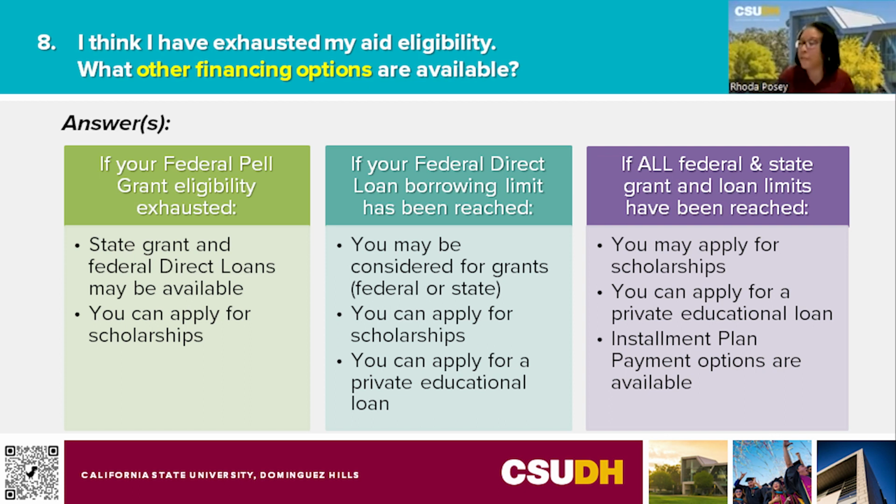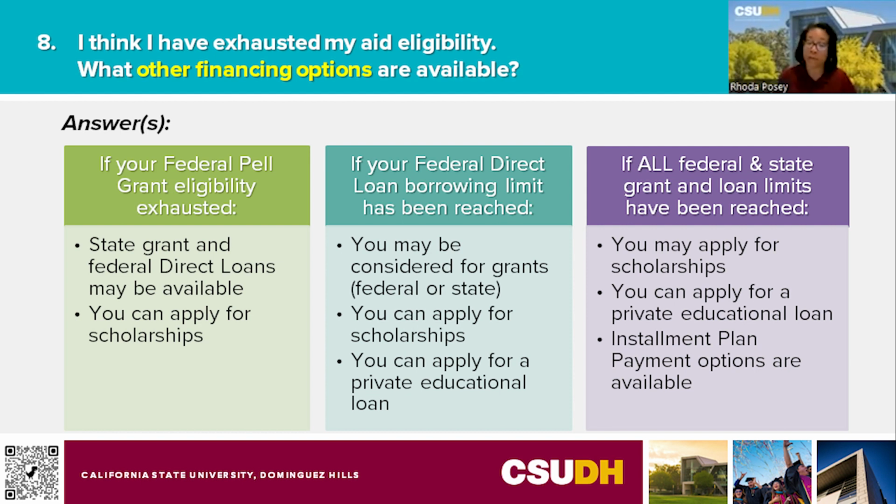All right, number 8, I think I have exhausted my aid eligibility. What other financing options are available? Get that question a lot, actually. So, answers, plural. First, I'm giving you some examples here based on what we've seen. If your federal Pell Grant eligibility has been exhausted, then what? There could be state university grant and federal direct loans available to you. You can also apply for scholarships. Next one in the center: if your federal direct loan borrowing limit has been reached, we've seen that, then you can be considered for grants, federal or state.